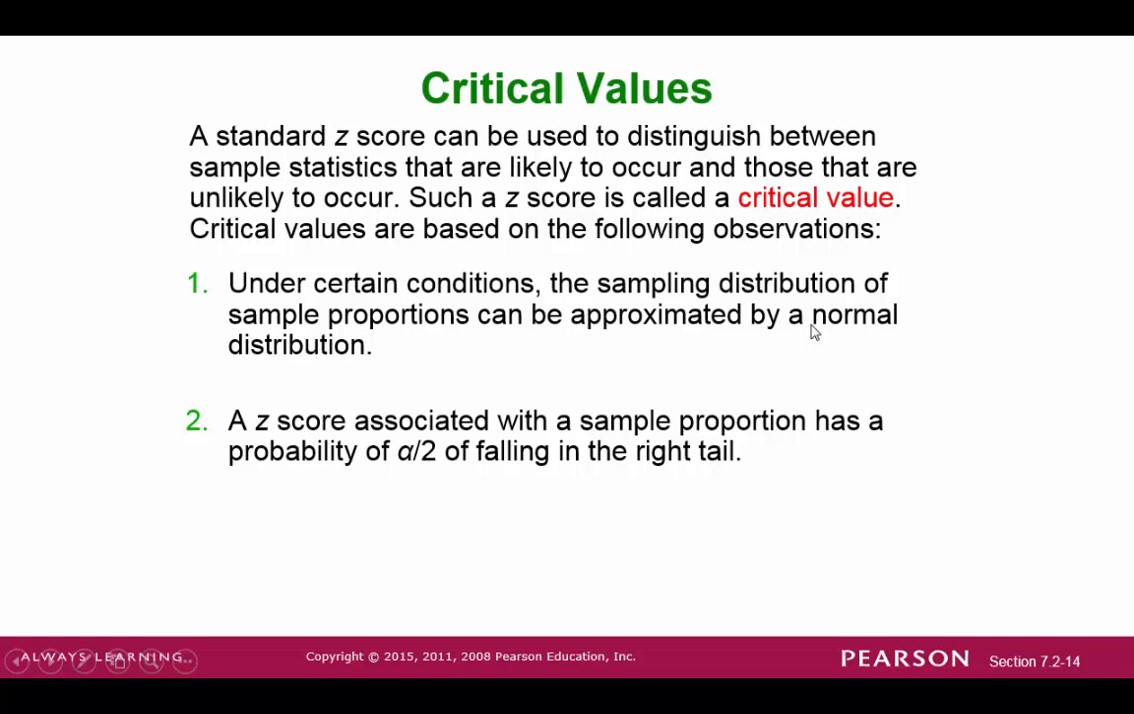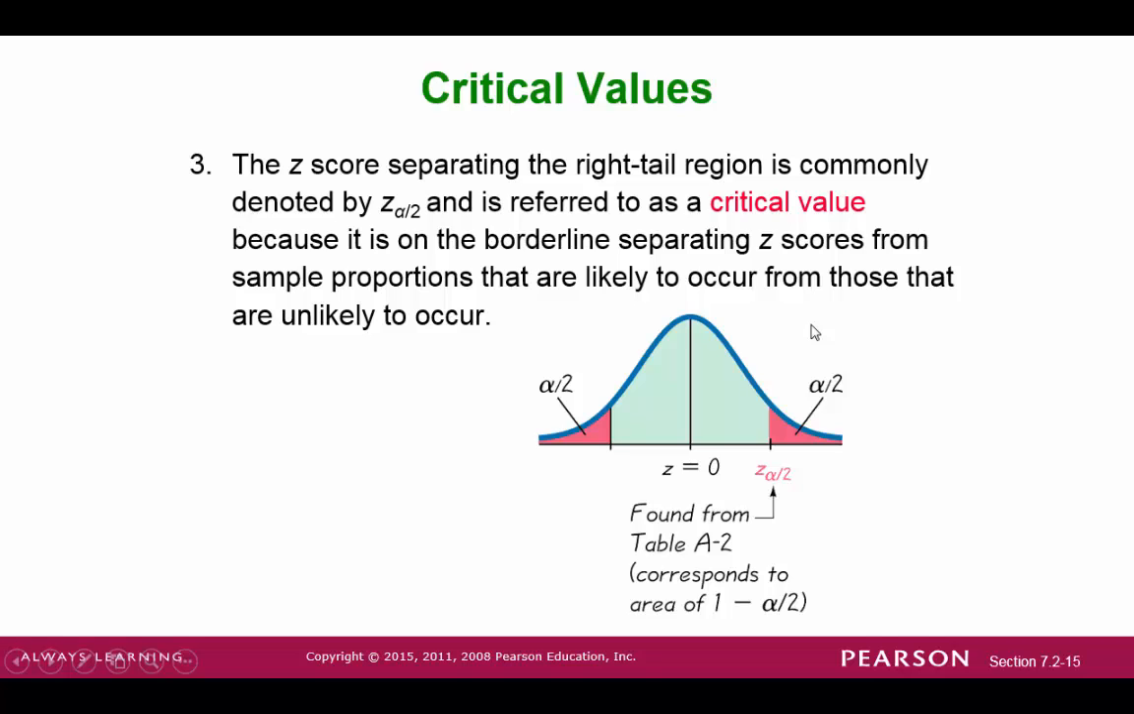So under certain conditions, the sampling distribution of a sample proportion can be approximated by a normal distribution, and a z-score associated with a sample proportion has a probability of alpha over 2 of falling in the right tail. Well, what's a tail? The z-score that separates the right tail region is most commonly denoted as z sub alpha over 2, and this is the critical value.